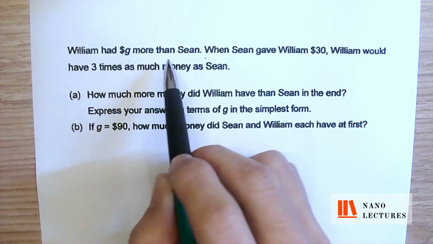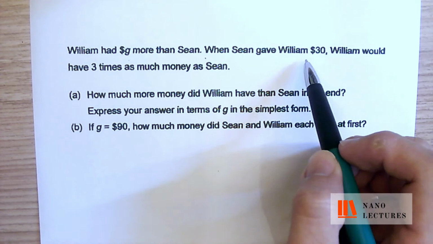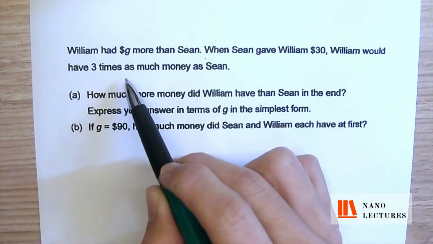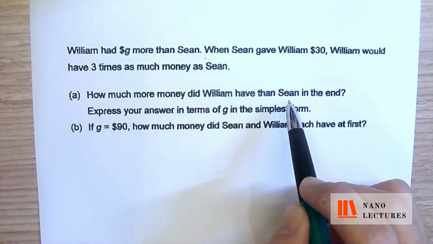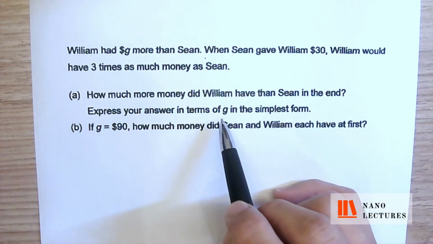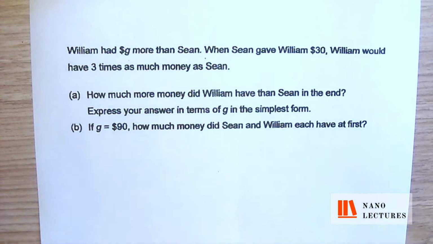William had $G more than Sean. When Sean gave William $30, William would have 3 times as much money as Sean. How much more money did William have than Sean in the end? Express your answer in terms of G in the simplest form. Okay, I've got to tell you guys, this is not a simple algebra question.